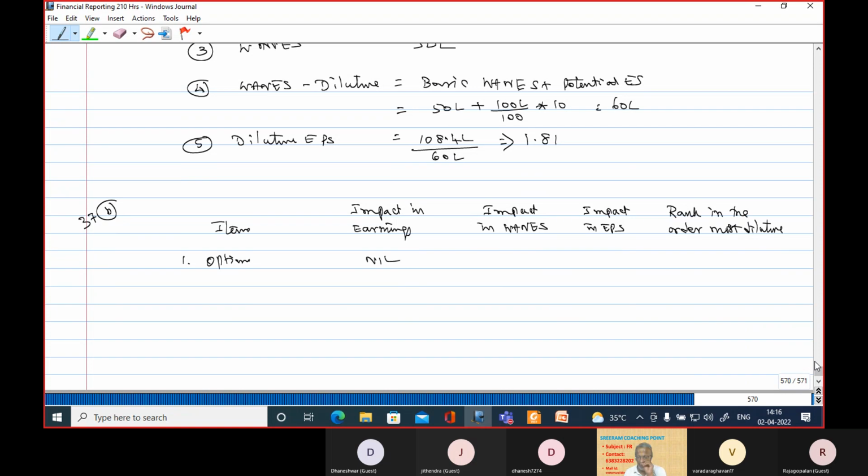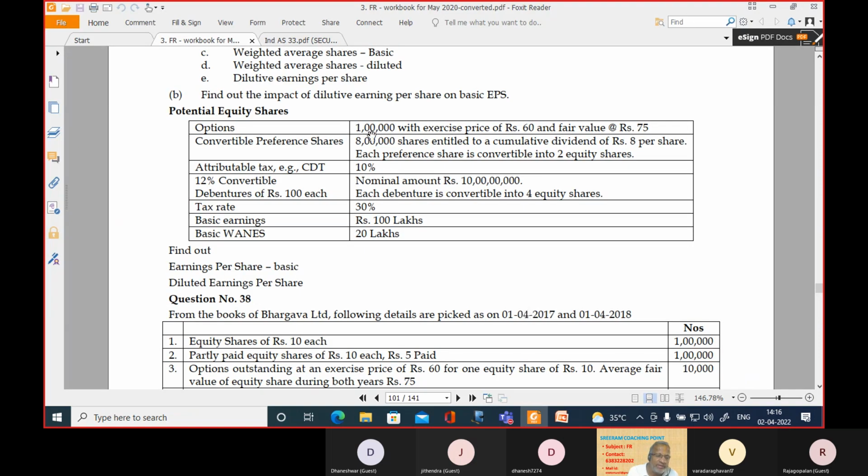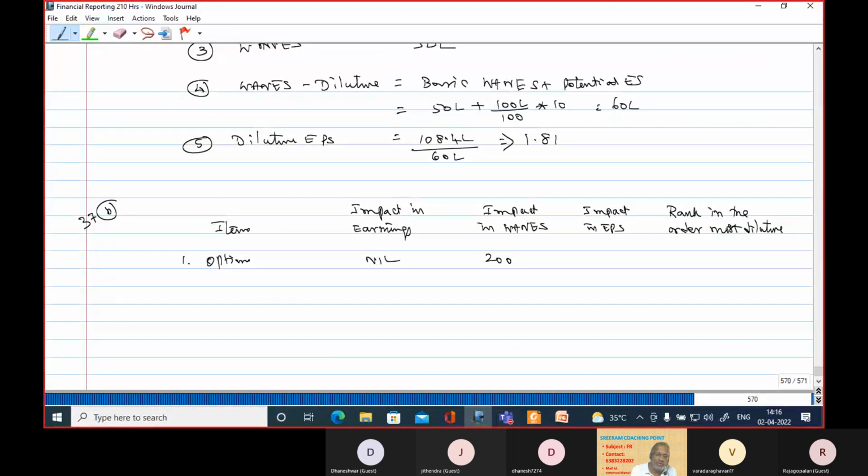It is something like a partner is admitted. Because of his admission, client base had not gone up. On account of him, there is no increase in the revenue, but he is sharing in the profit, would mean naturally others' share will come down. So impact in weighted average number of equity shares. So they have given as 1 lakh. So 60 rupees being the exercise price and 75 rupees being the fair value. So 20,000 is the impact in weighted average number of equity shares.